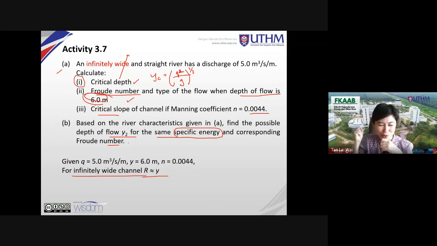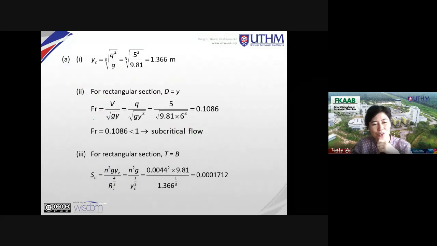That's why sometimes when we answer a question, we should read through it properly. Sometimes it will provide a hint to you. All right, try this out. It's simple, basically. This is how you do it. Straight away, this is the simplification for a rectangular section. Okay, so you have that.